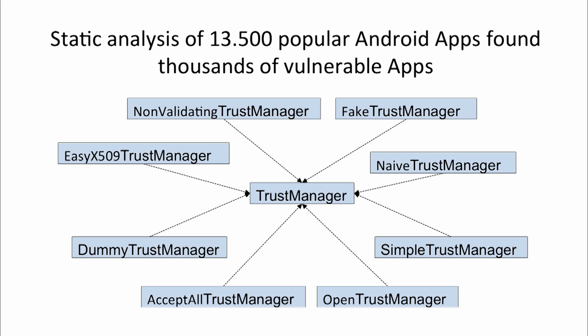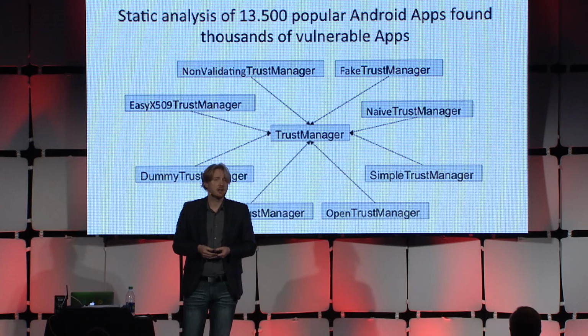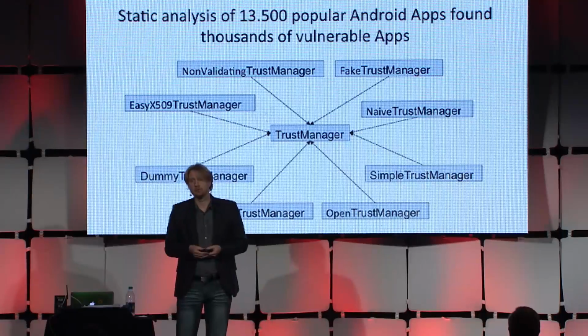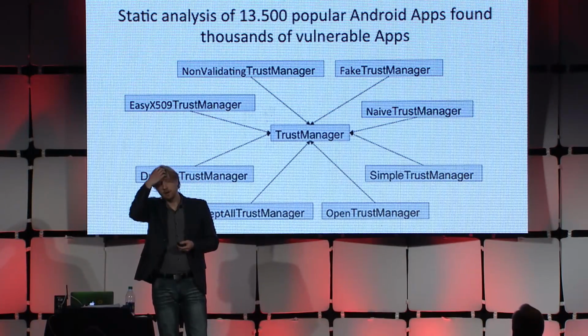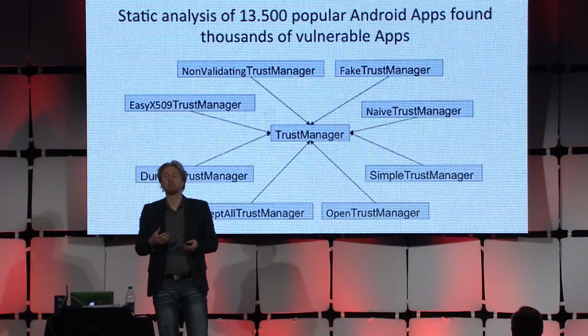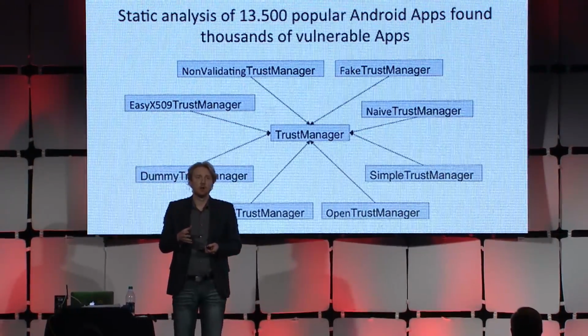And that got us thinking. If we as security experts are having a hard time finding code how to do it correctly, how must it be for all the other developers? So we conducted a large-scale analysis and looked at 13,500 popular free apps on Android. And we found thousands of apps containing code which potentially would turn off validation, all based on different kinds of trust managers. And actually, there were only a small number of trust managers which were being used by a lot of apps.